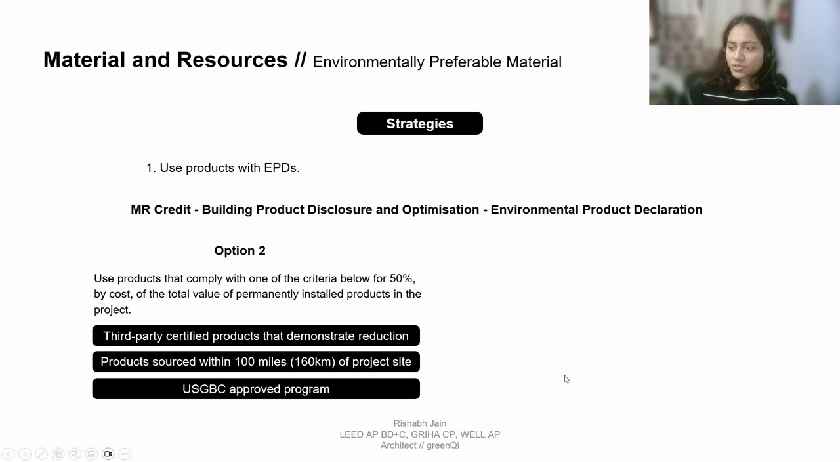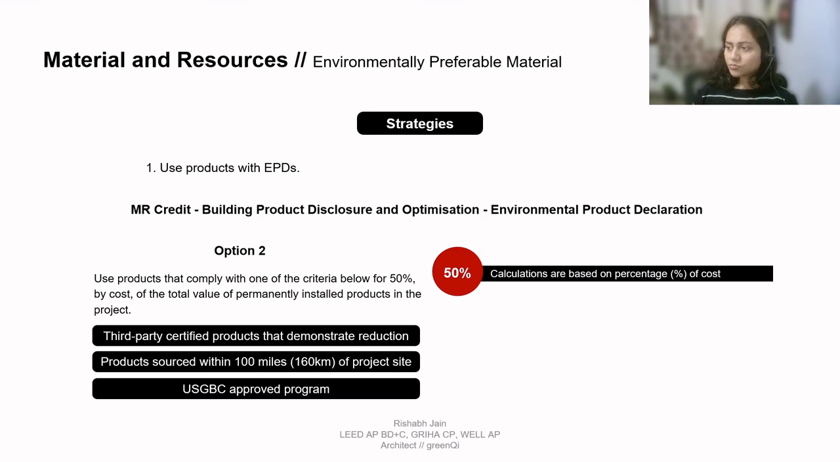In this one, we have three categories. One is that the product has third party certified products that demonstrate reduction. Second is product sourced within 100 miles of the project site. If a product is sourced within 100 miles of the project site, then it gets a different valuation. And again, USGBC approved programs. Like I said, in this one we are calculating the percentage of cost. In the previous one, we were looking at the number of materials. For a third party verified product which is actually demonstrating reduction, it gets a valuation of 100%.